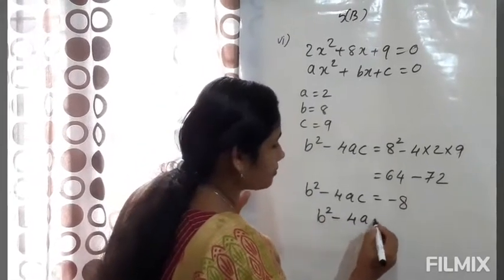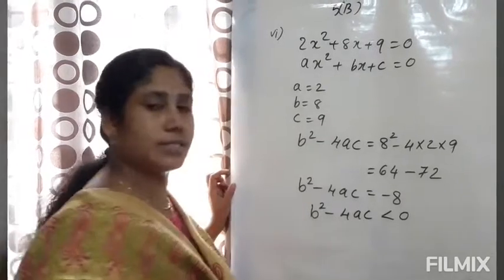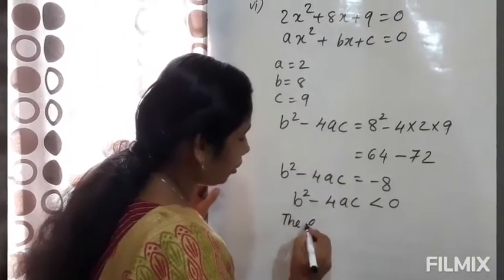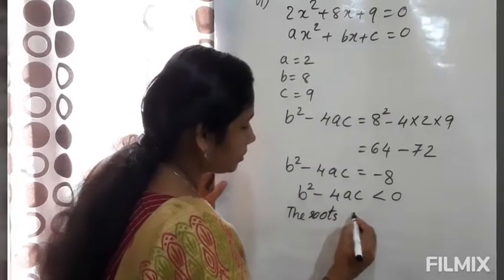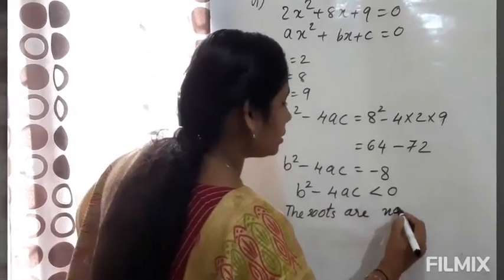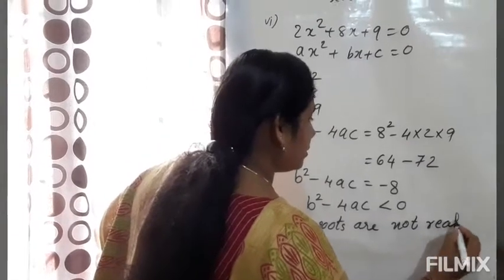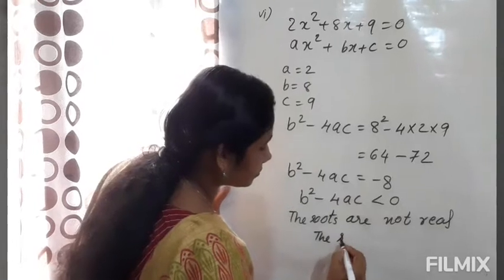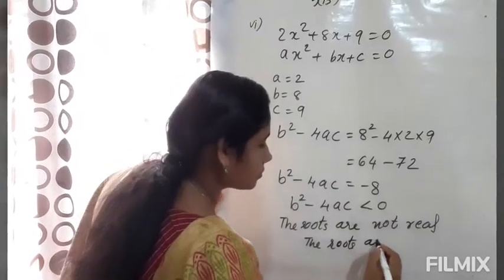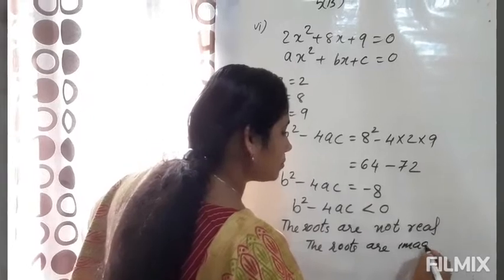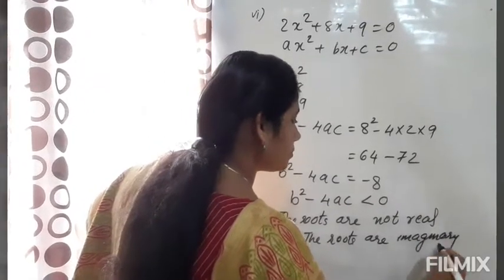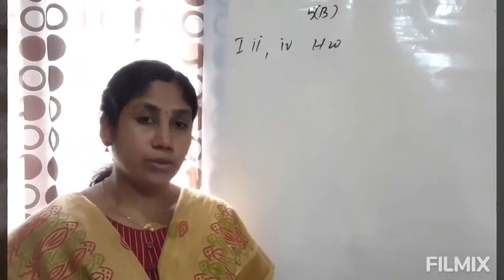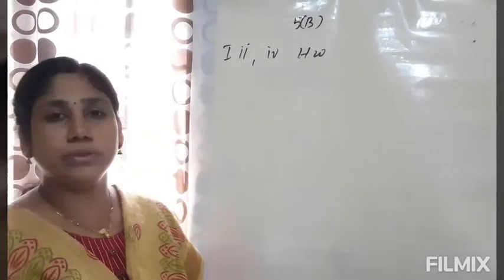B square minus 4ac is less than 0, which implies the roots are not real. The roots are not real, or the roots are imaginary. So, do question number 2 and 4 as homework.